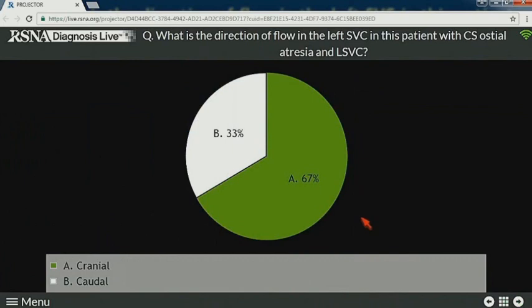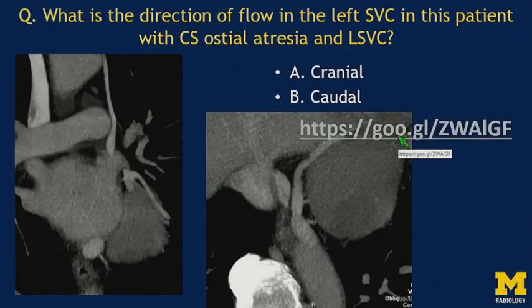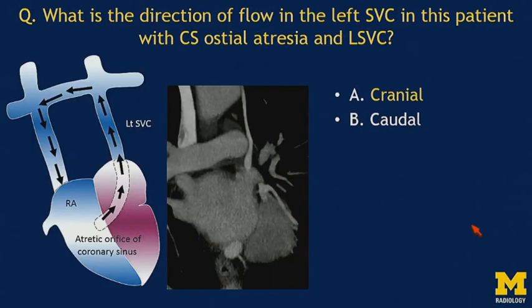So this is indeed great. This is wonderful, 2/3 of you got the correct answer. It's cranially directed. And the important thing to remember is normally an LSVC blood drains caudally. We all know that. But in this case, there is an ostial atresia, so there is no way for this blood to go into the right atrium through the coronary sinus. Instead, all the coronary venous blood is going via this left SVC through the brachiocephalic vein into the right SVC and right atrium. So this is indeed cranially directed in this patient.